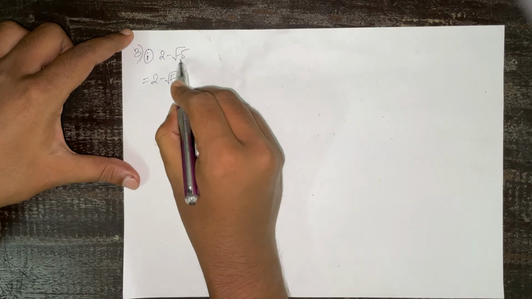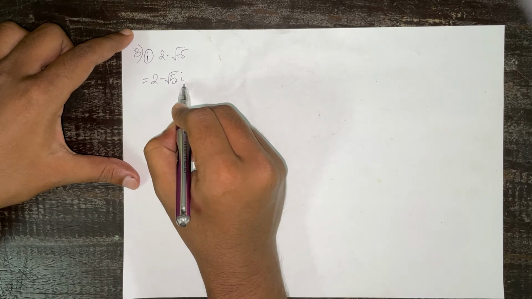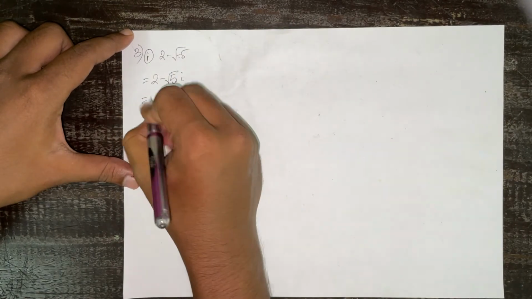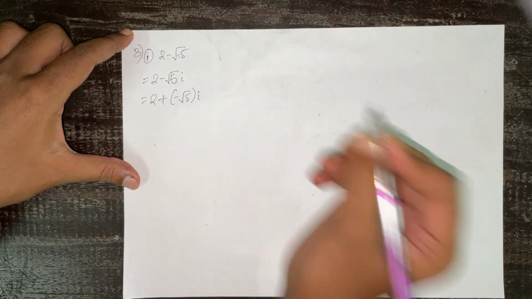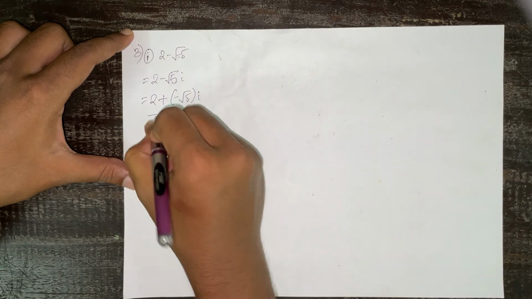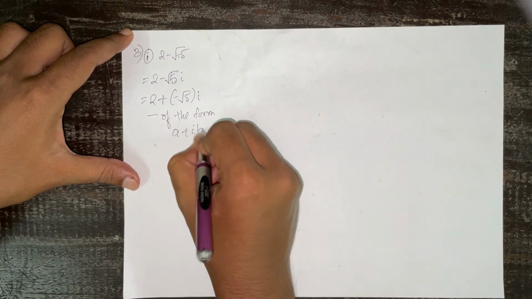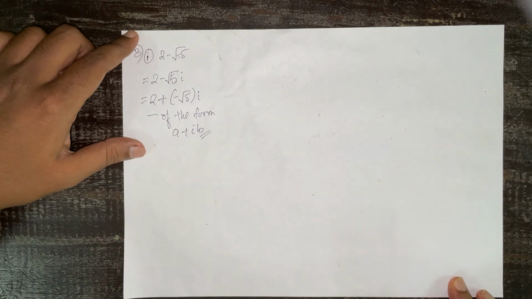As I said, root over minus 5 can be written as root 5, and the root over minus 1 part comes out as i. And as they have asked a + ib, let's do that. So it will be 2 plus root over minus 5 into i, of the form a + ib. Okay, simple. Let's move on to the next one.